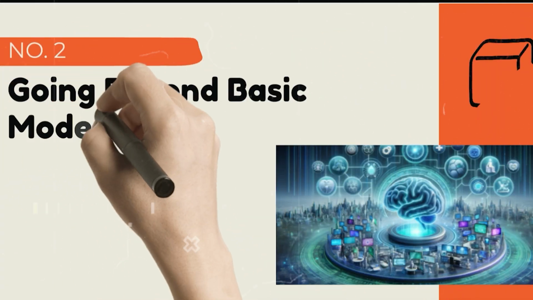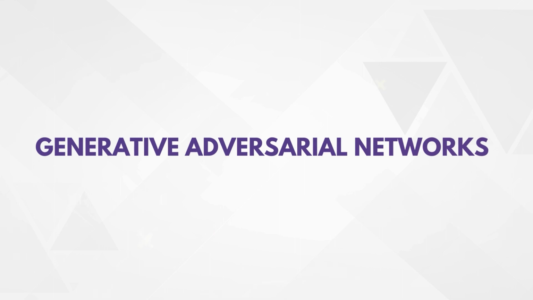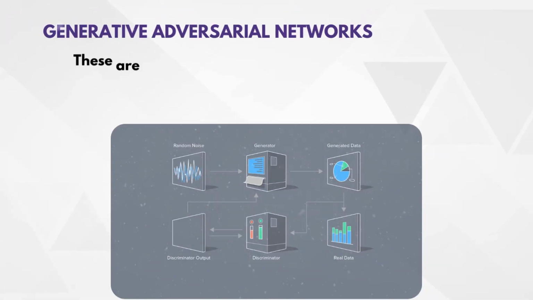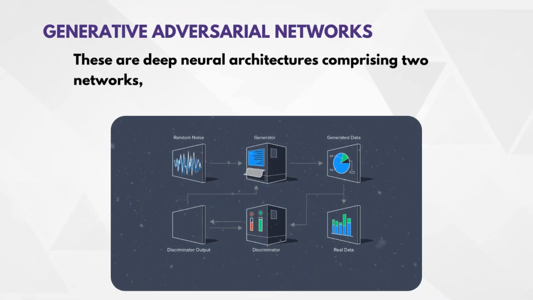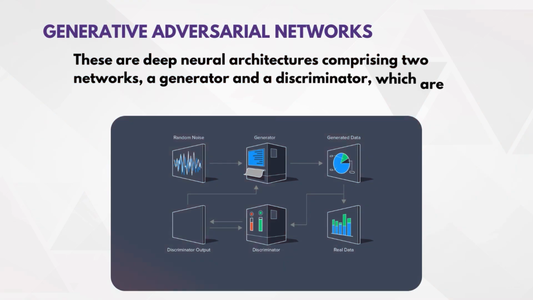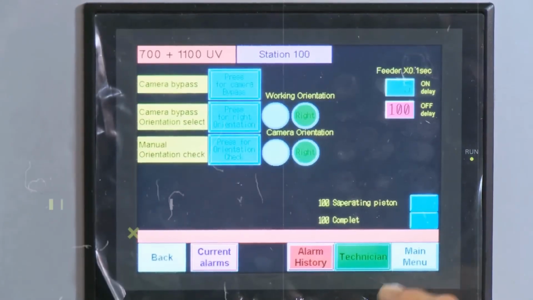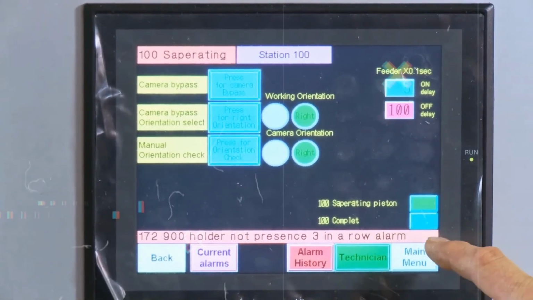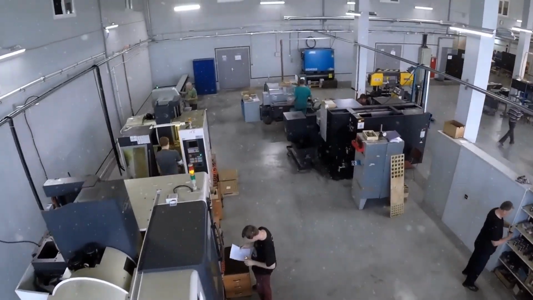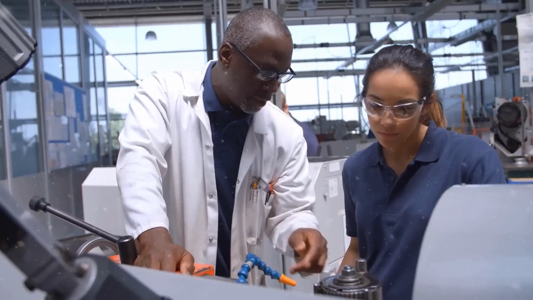Going beyond basic models, Generative Adversarial Networks, GANs. These are deep neural architectures comprising two networks, a generator and a discriminator, which are trained simultaneously through adversarial processes. GANs are renowned for their ability to generate new data instances that resemble the training data, useful in applications like image generation, style transfer, and more.